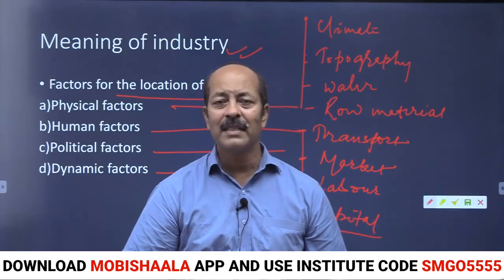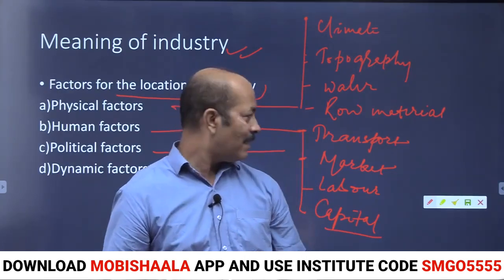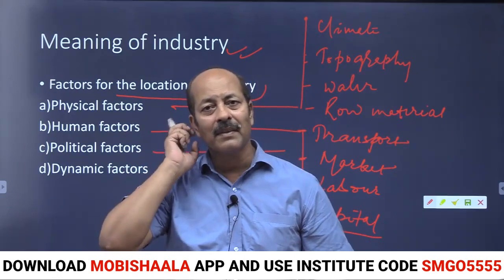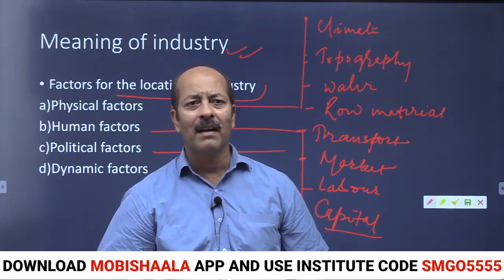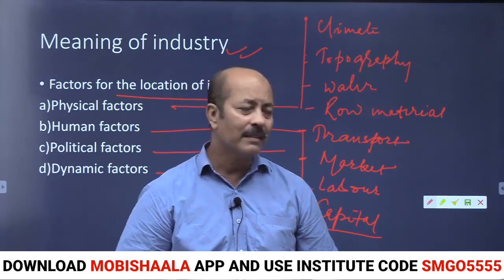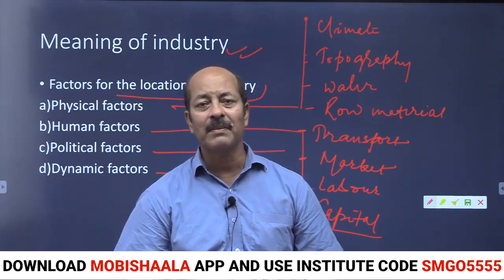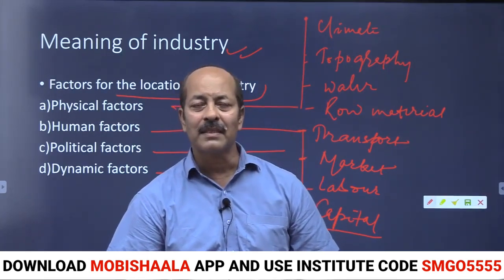Market is a consumption area for industry. It is needed for the location of industry. Then you have skilled labor. Weber also explained the need of labor, the cheap labor, skilled labor nearby the industrial area. And the last one is capital. For the location of industry it is needed, for the establishment of industry it is needed.